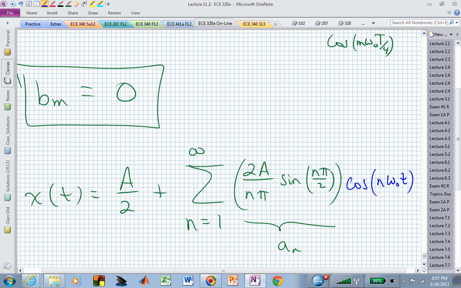And hopefully now we're in a position to possibly apply these periodic waveforms to linear systems, because we know how to analyze linear systems that are excited by sinusoids. And that's where we'll go later.